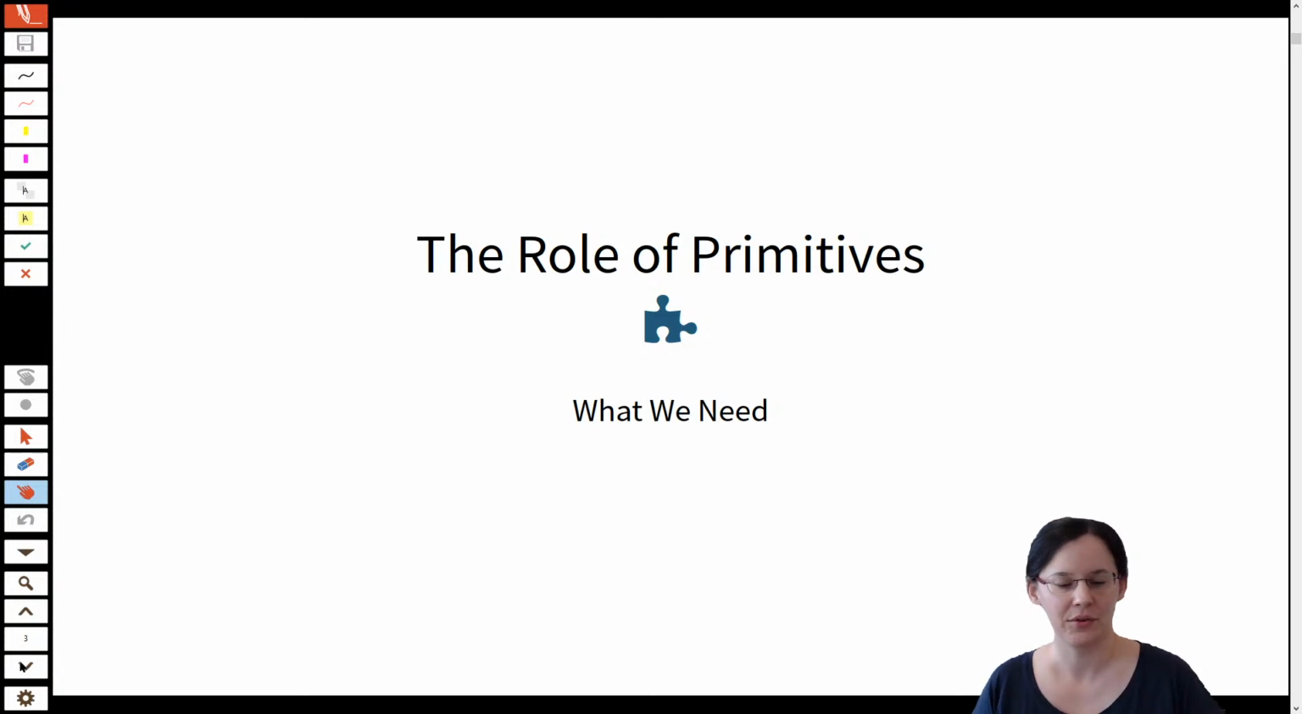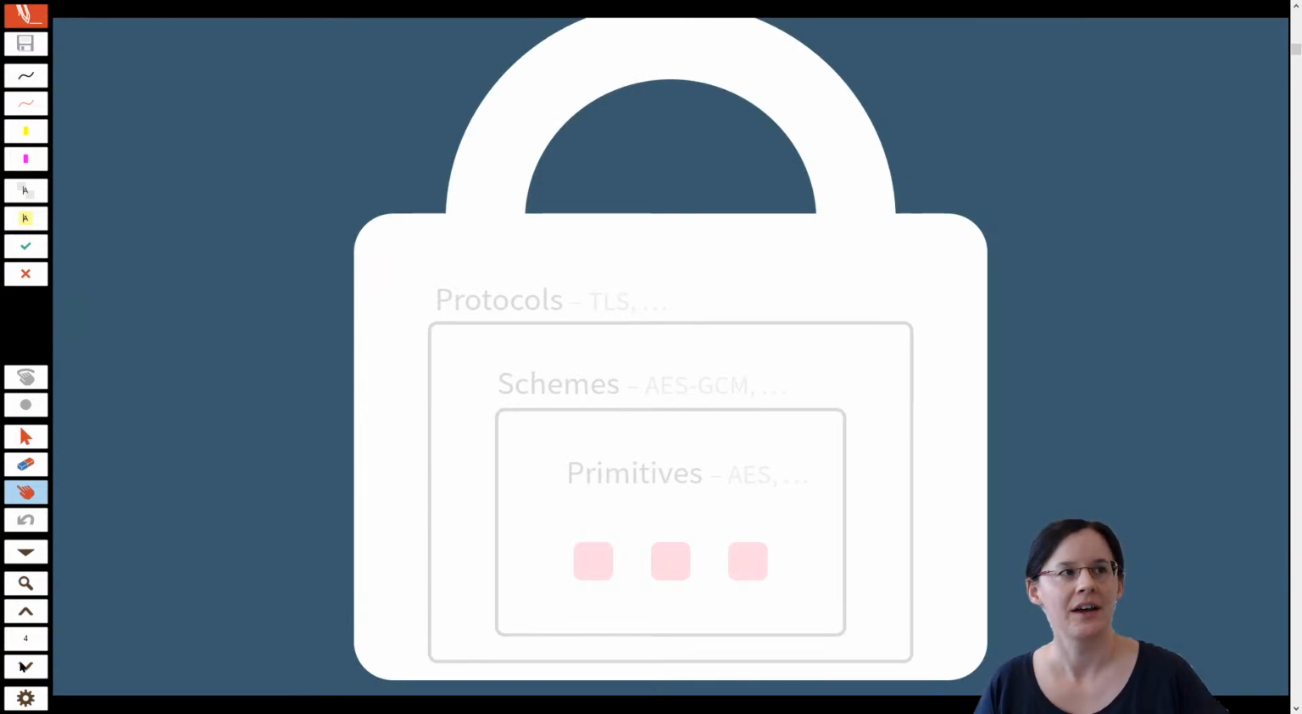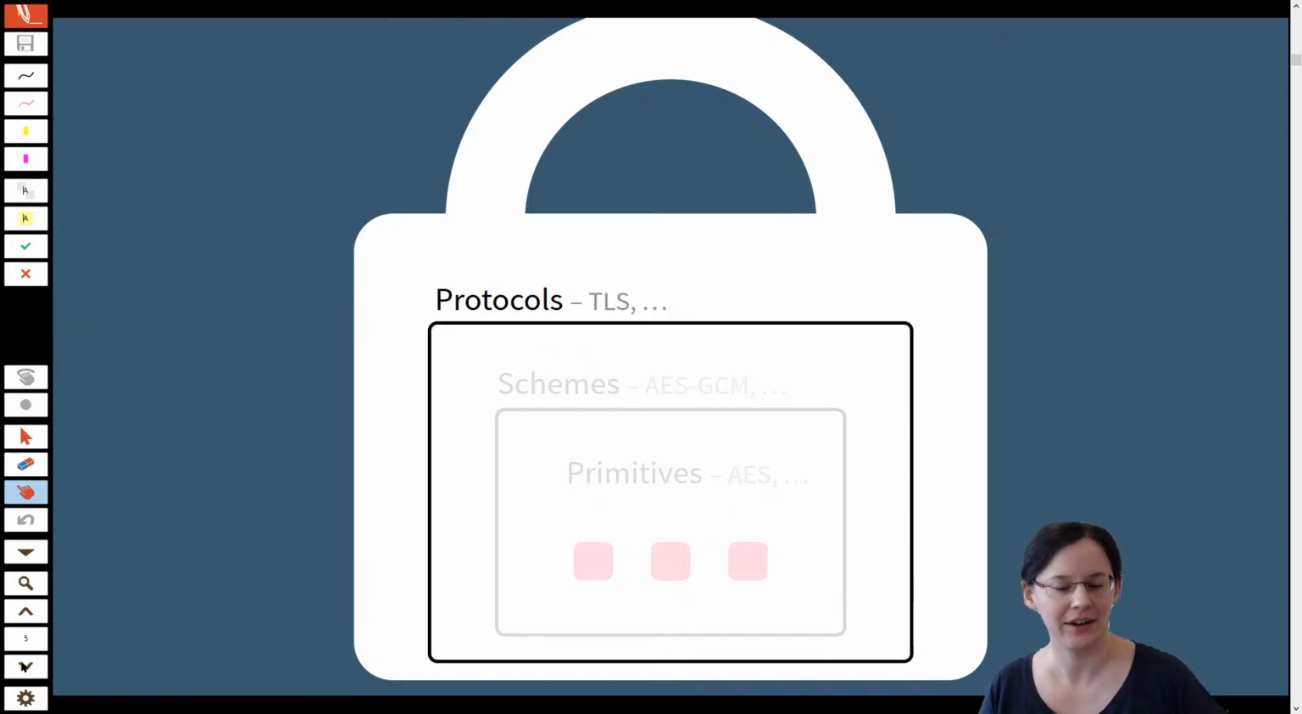So let's talk about the role of primitives and what role they serve in the crypto stack. So this is a simplified picture of the crypto stack. Whenever you do something like click on your browser and connect to an HTTPS website, then a whole stack of things happen inside. The topmost layer, or one of the topmost layers in the stack, is what we call protocols. So an example for this is TLS, which is the protocol that is responsible for the secure S in HTTPS.